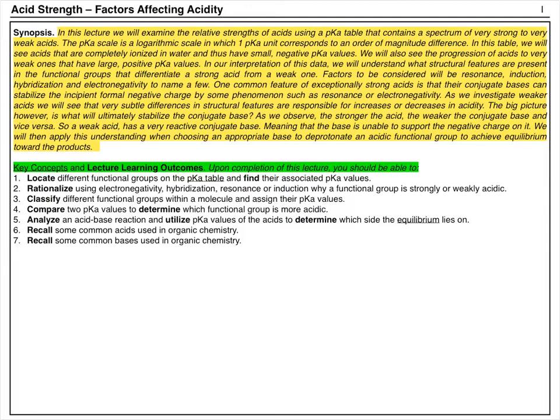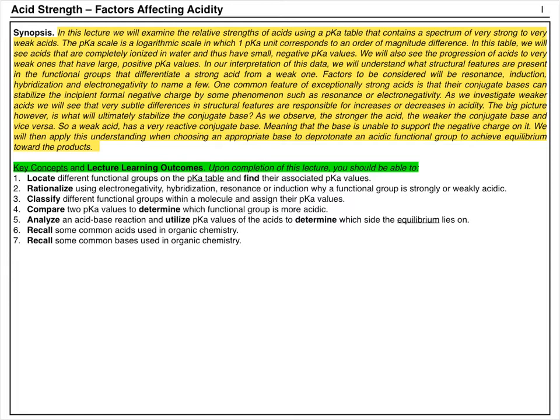In our interpretation of this data, we will understand what structural features are present in the functional groups that differentiate a strong acid from a weak one. Factors to be considered will be resonance, induction, hybridization, and electronegativity, to name a few. One common feature of exceptionally strong acids is that their conjugate bases can stabilize the incipient formal negative charge by some phenomenon such as resonance or electronegativity.